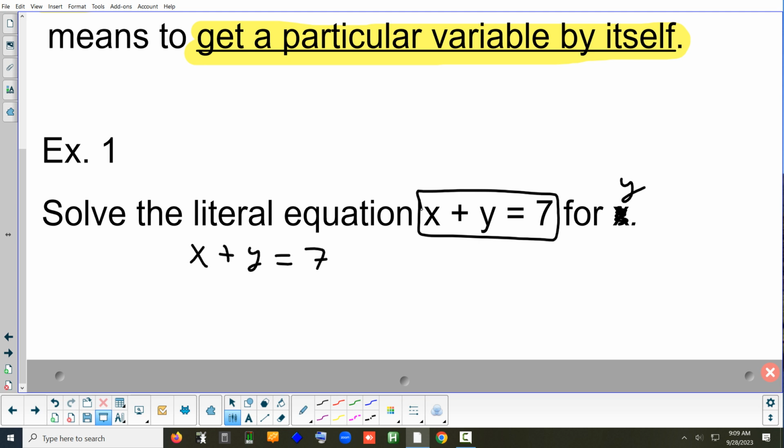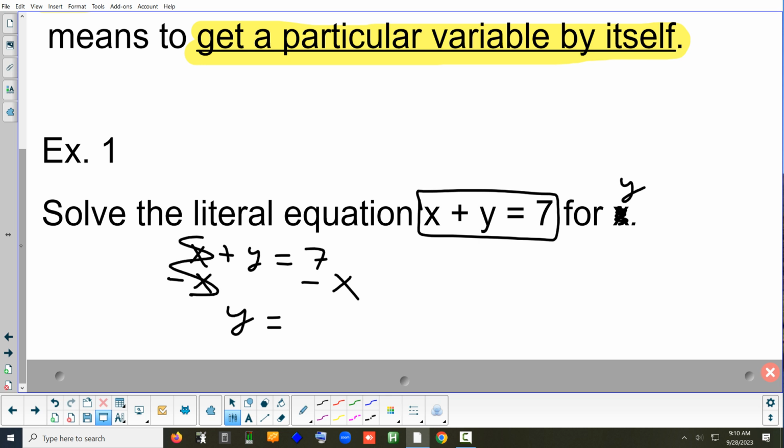What's preventing the y from being by itself right now? The x. Right, this plus x. So we have to get rid of adding an x and put it on the other side. How would you undo adding x? Subtract x. So you're going to do minus x. And what happens when you do x minus x? This cancels. So that's gone. What do you have on the left side now? Just a y. And what would you put on the right side? Add an x. Or 6x.